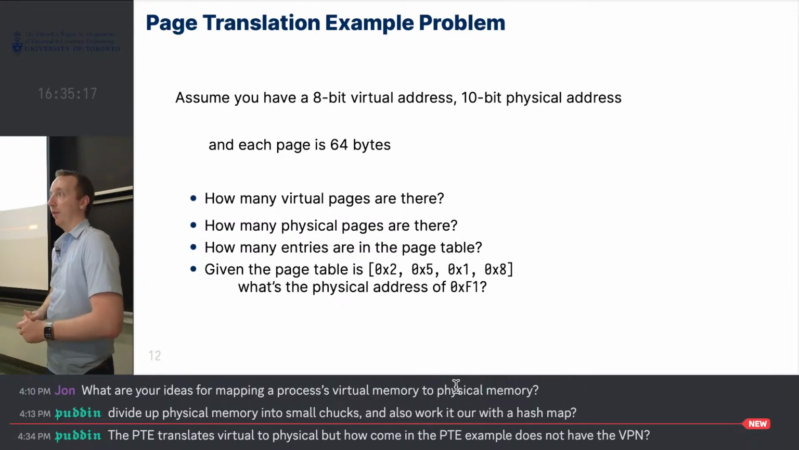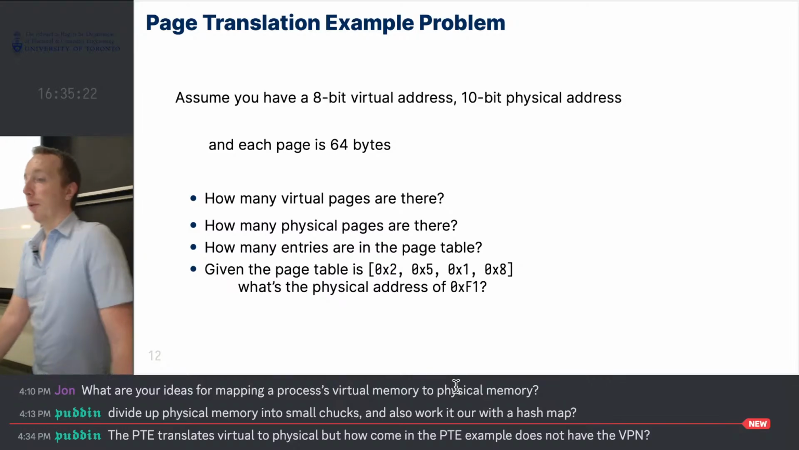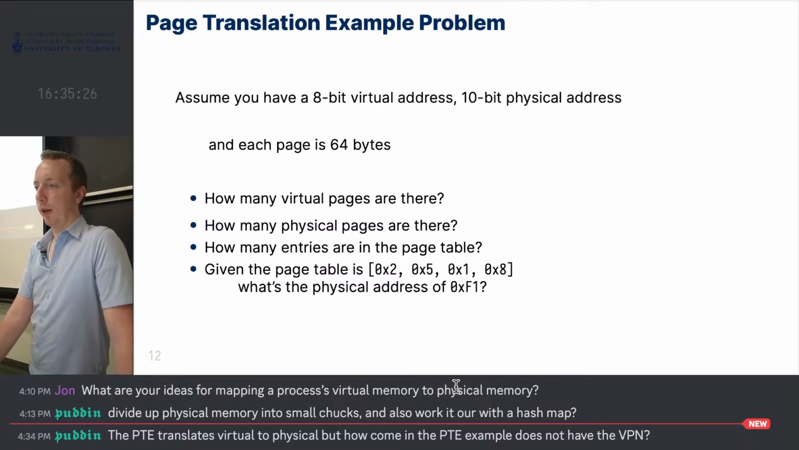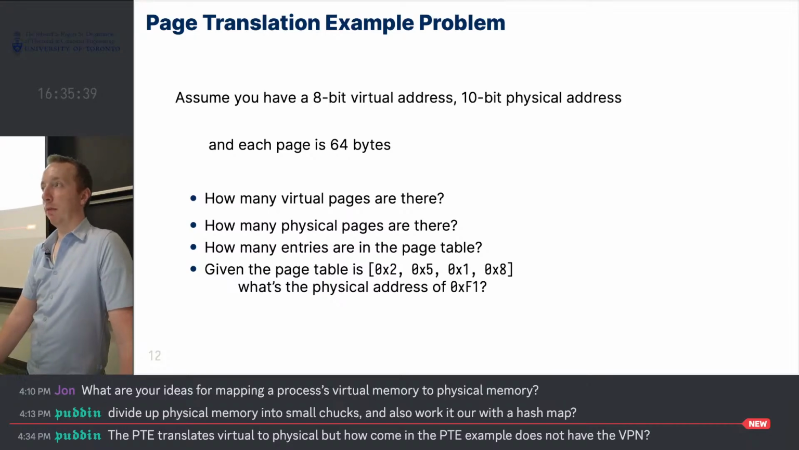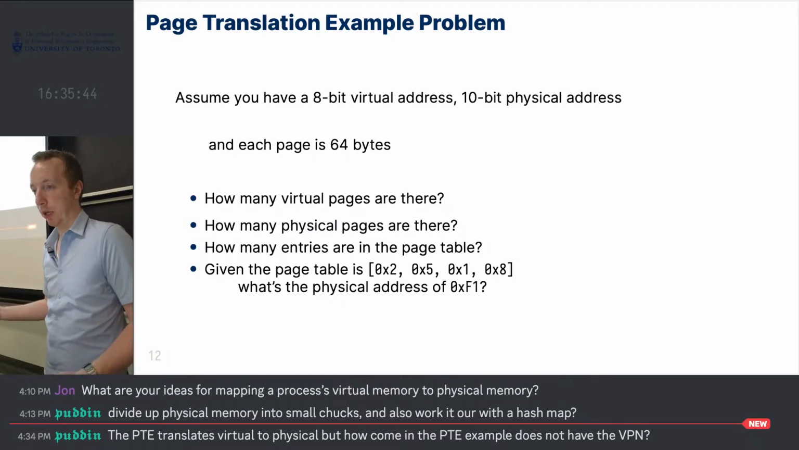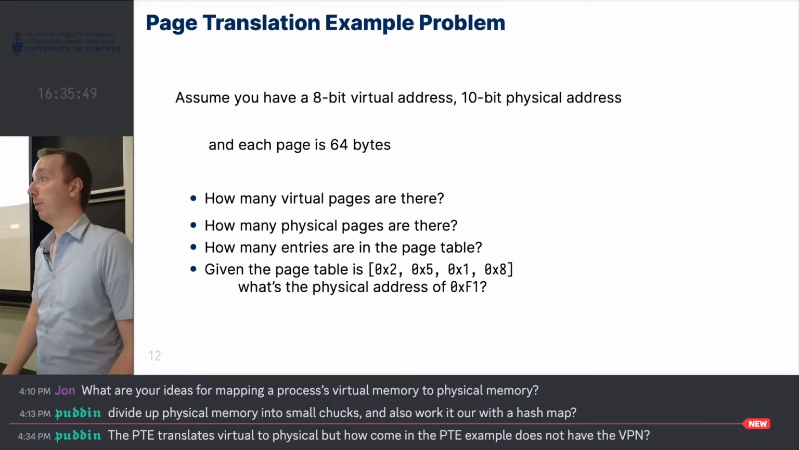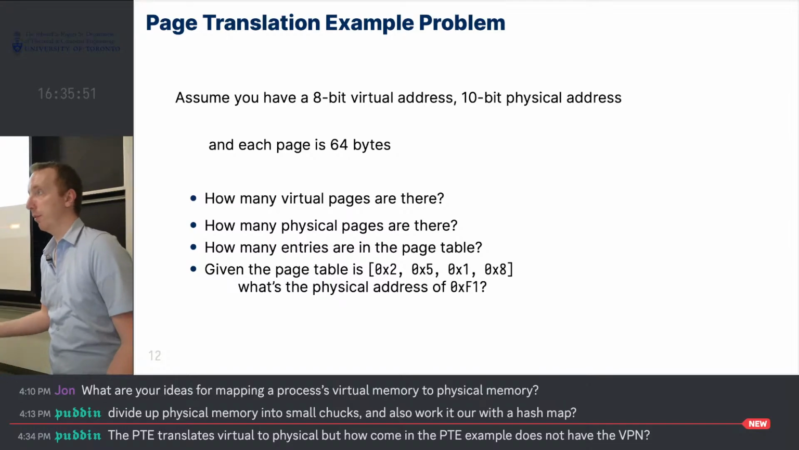All right. Then let's try a question to see if we remember this. I can describe any system and you should be able to figure out how to do some translation. So in this system, let's assume I have an 8-bit virtual address and a 10-bit physical address, and then each page is 64 bytes. So we have to essentially do what we did before, except the numbers are a bit weird now. So you will probably get asked questions like, hey, how many virtual pages are there? How many physical pages are there?